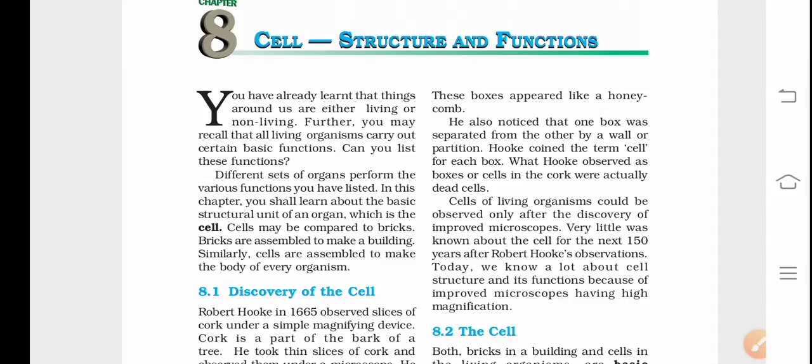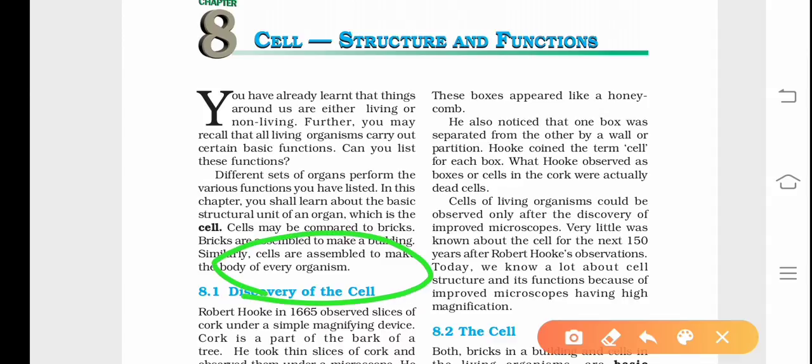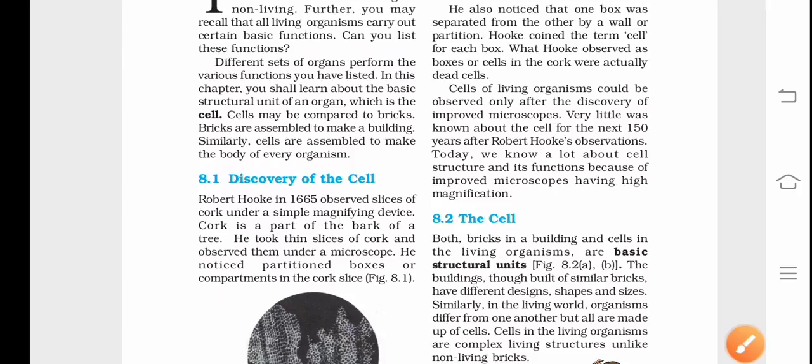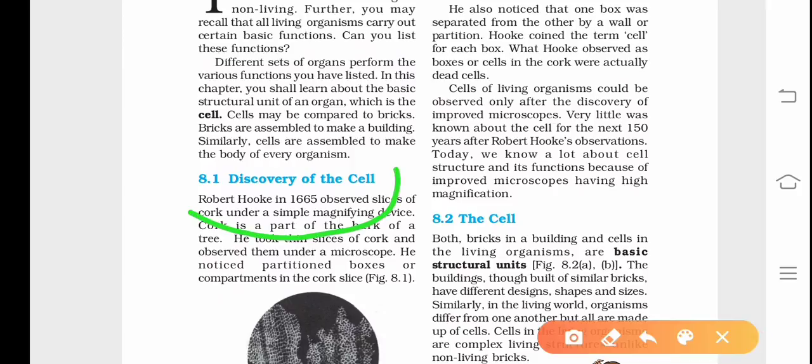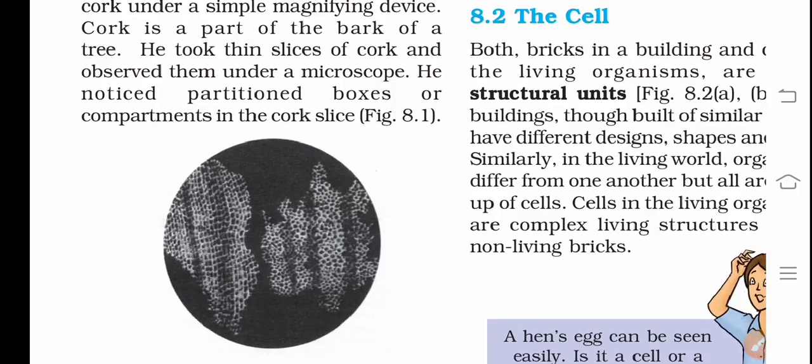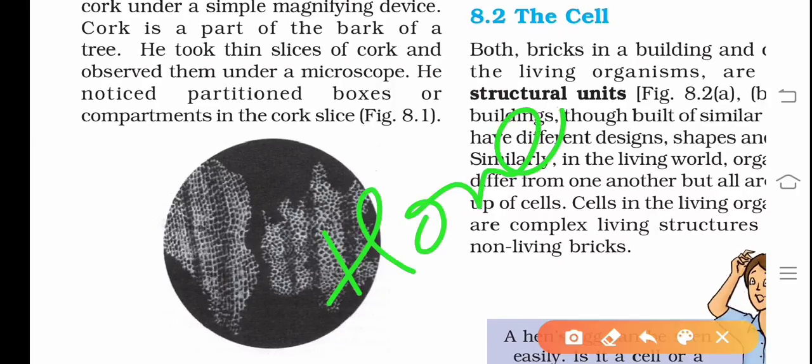Then we come to the next topic, which is the discovery of the cell. In the year 1665, a scientist named Robert Hooke put some slices of cork under his self-made microscope and he observed a structure like this. The structures resemble a honeycomb.